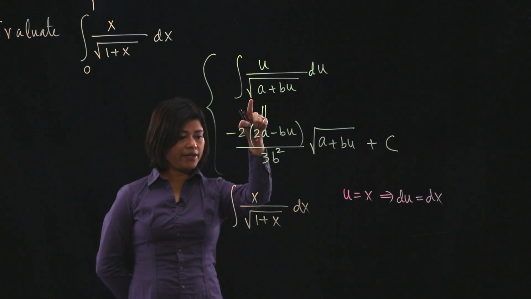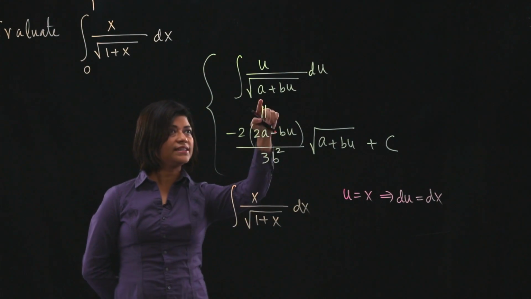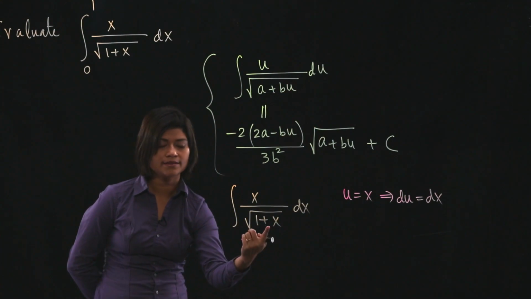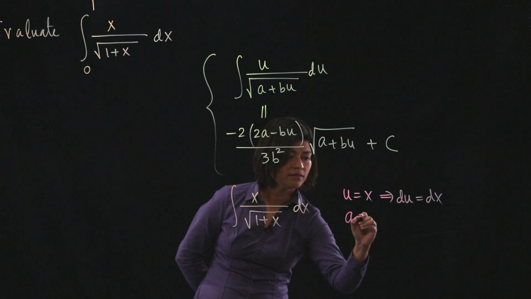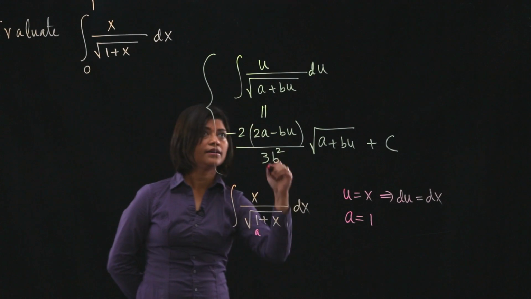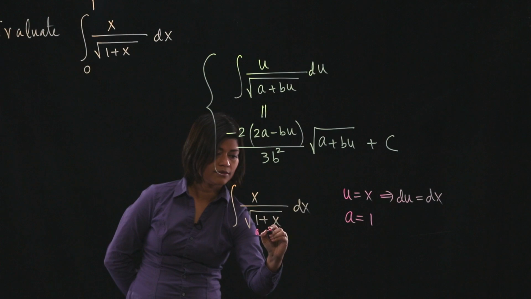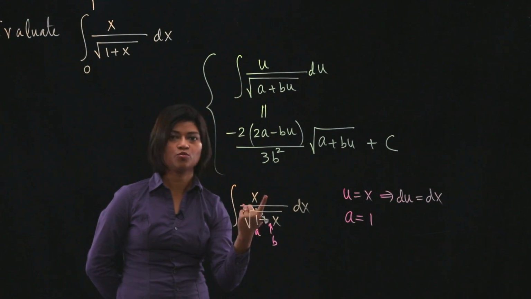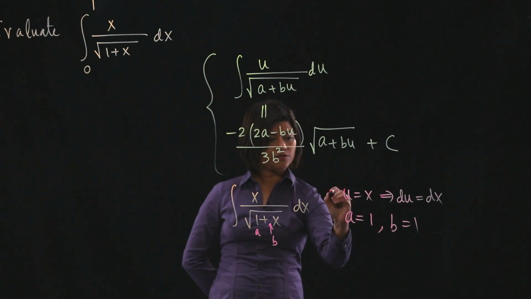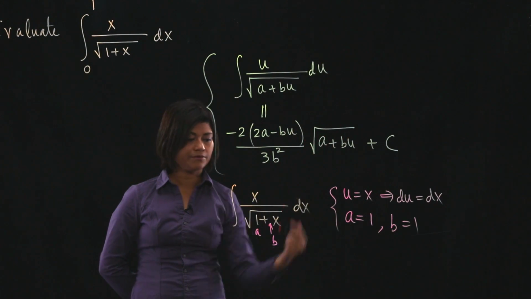Now, in the denominator, it looks very similar, right? We have a square root. Inside, we will have a plus bu, and we have 1 plus x. So let's figure out what a is. A is 1 right here. And then b is attached to u. Well, what is attached to x? Just 1. So a is 1 and b is 1. We need those values because we will have to use a and b in our antiderivative.